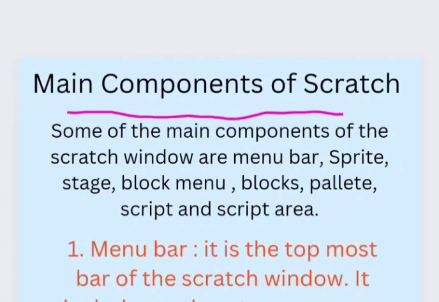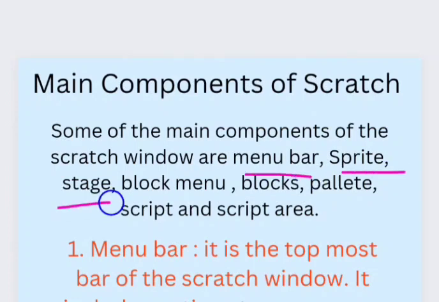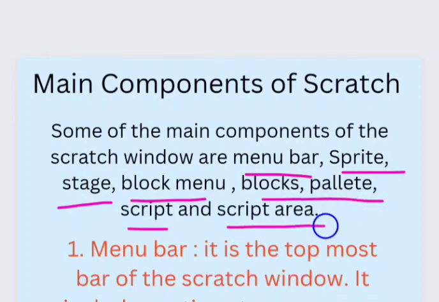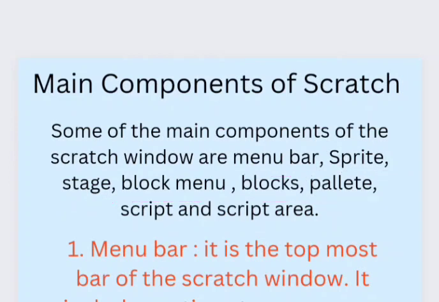So let's start with the main components of Scratch. Some of the main components of the Scratch window are menu bar, sprite, stage, block menu, block palette, script and script area. So we will start from the first topic, that is the menu bar. Menu bar is the first component of Scratch.